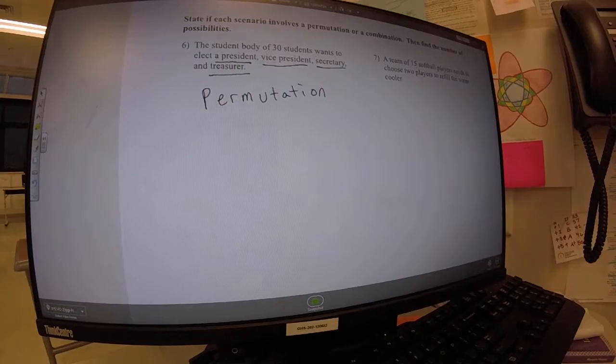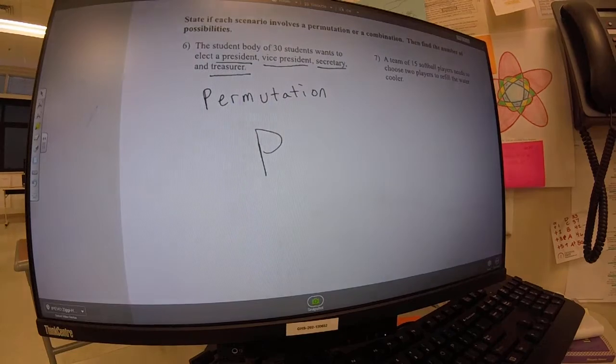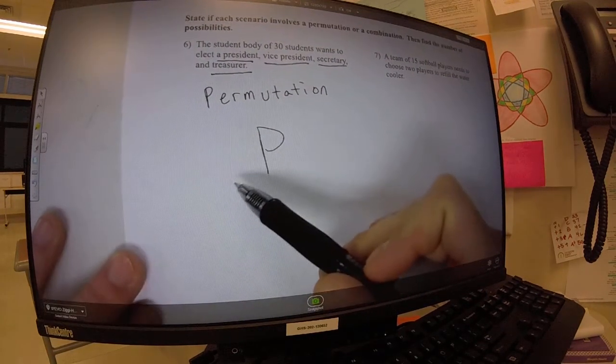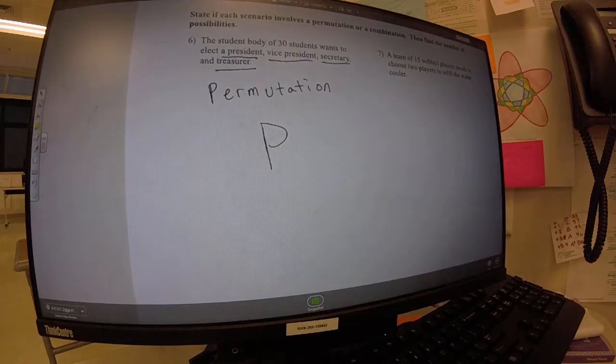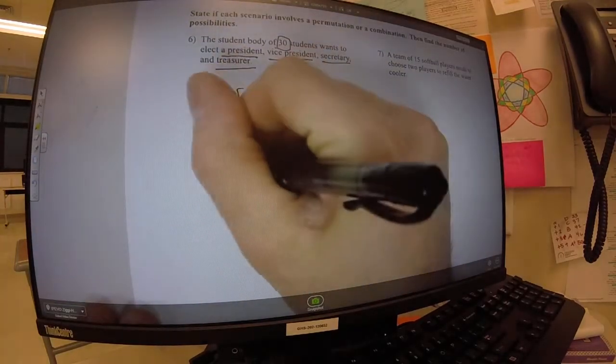And now that we know it's a permutation, let's go ahead and compute how many possible outcomes there could be from this scenario. All right. So we know it's going to be a permutation. On the left side of the P, we put the total number of students that we're choosing from. Okay, so how many total students are in this student body that we're picking from? Good. It says right here 30.